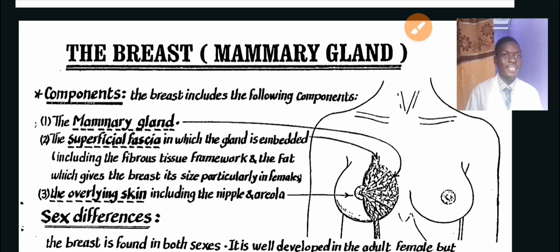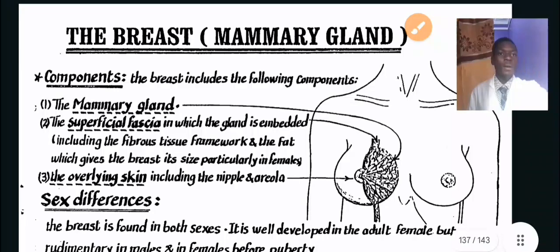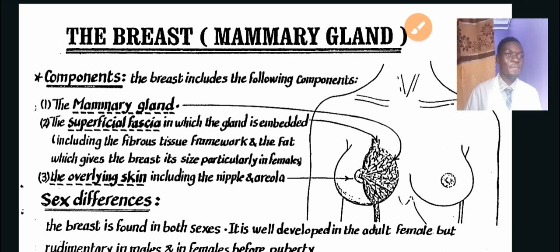Today we are going to look at the breast or the mammary gland. By the end of our discussion, we should be able to define a breast. Actually, what is a breast? What is the shape of the breast? What's the difference between the male and the female breasts? What are the anatomical boundaries of the breast? All such questions are going to be answered.